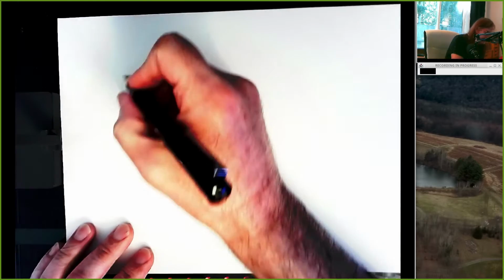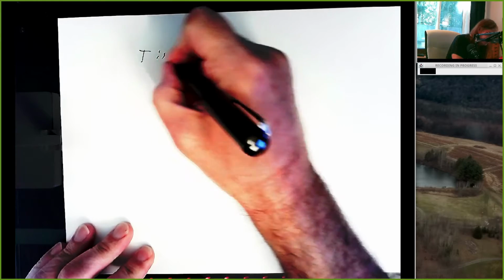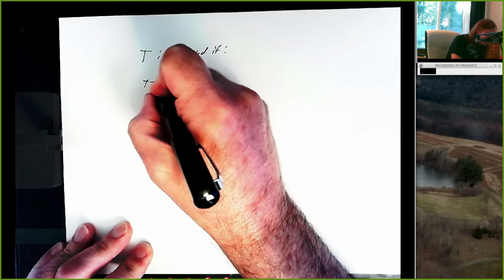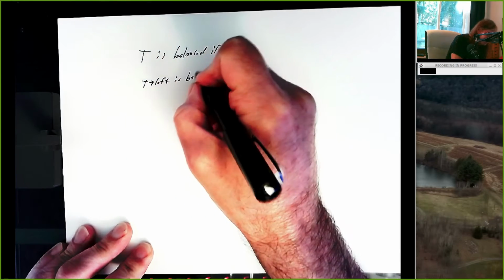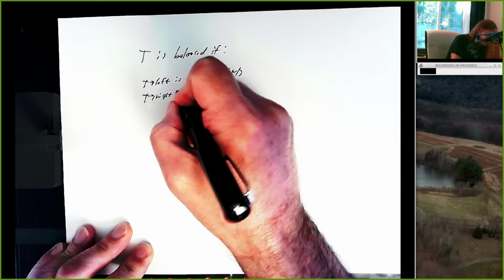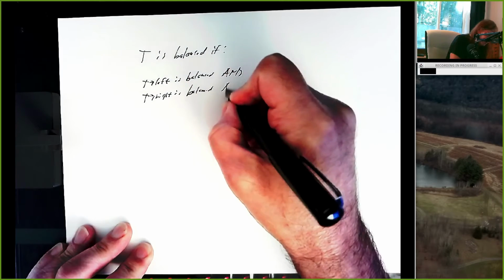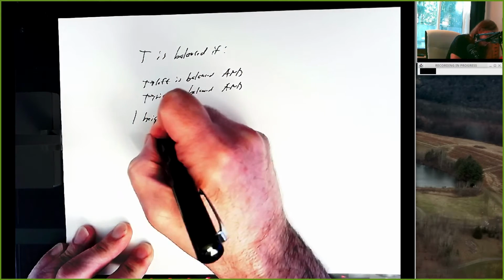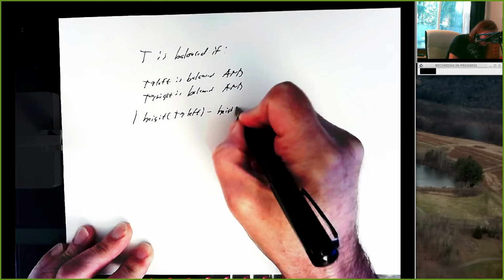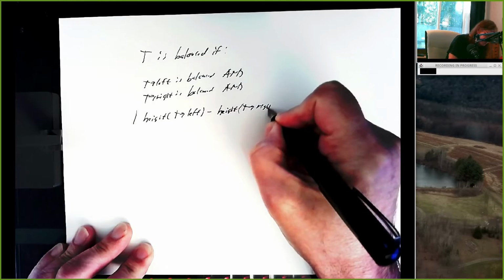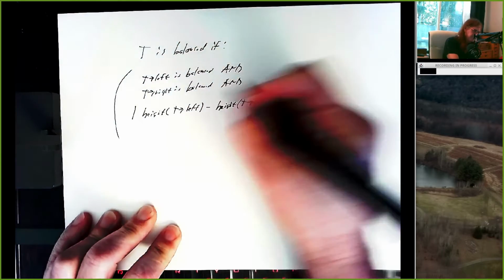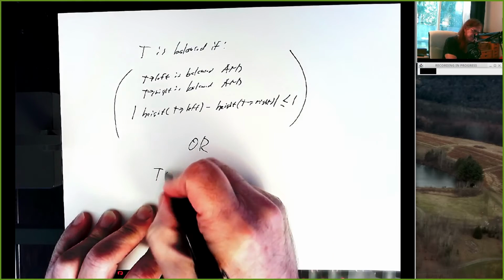Balanced is: T is balanced if T left is balanced and T right is balanced and the height of T left and the height of T right are close to each other. Heights have to be within 1. Or T is null.